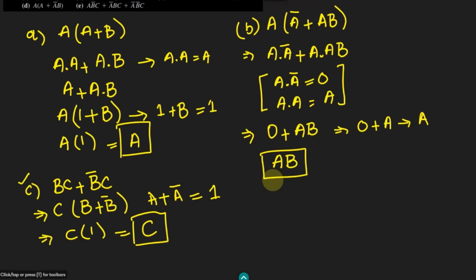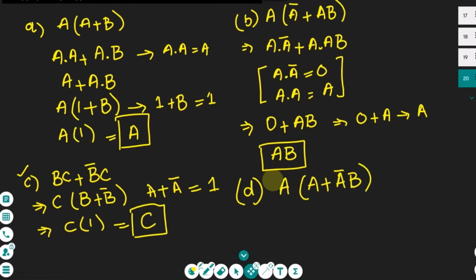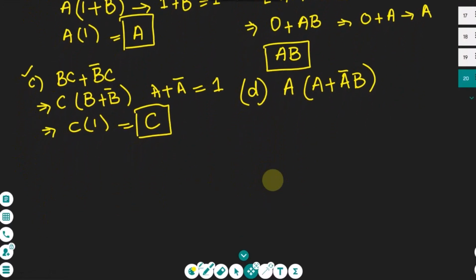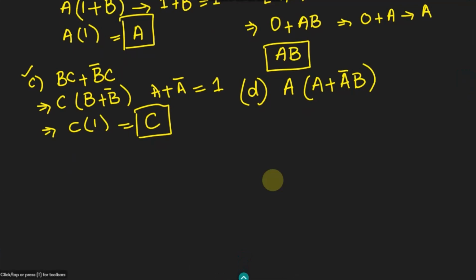Similarly part D, let me solve this part D. So part D is A(A + A prime B). Okay, so this is basically the question, and let me move down here to solve it. Now using the distributive property again, let me multiply this term with all the terms inside of this bracket. What I will get, A dot A plus A dot A prime B.